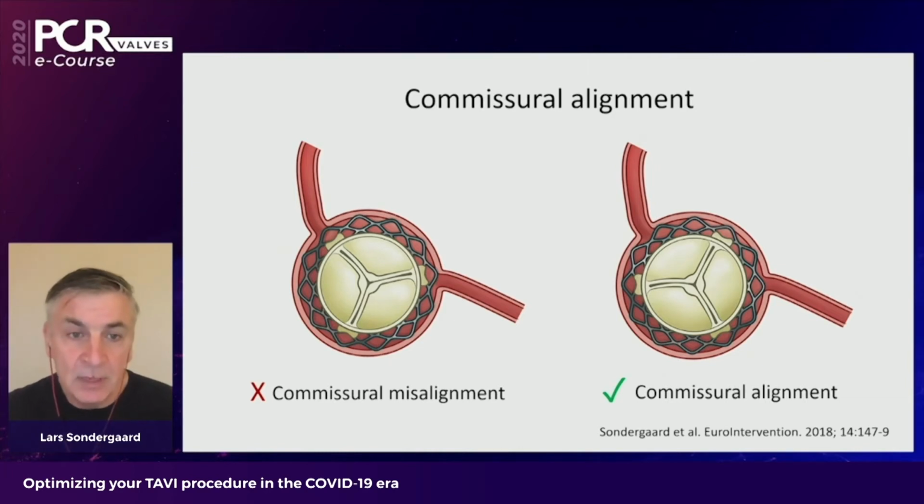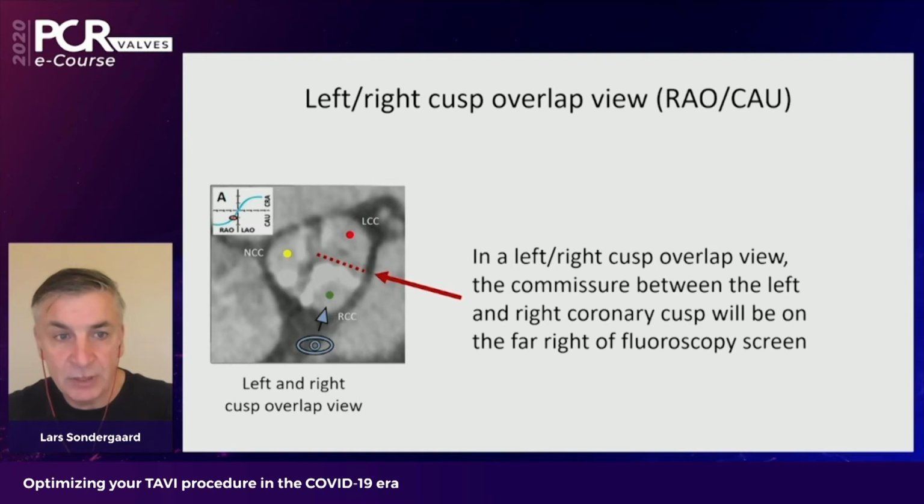So we don't need the situation on the left side where the posts are placed in front of the coronary arteries. We want, as on the right side, to have commissural alignment, exactly as the surgeons are doing. That's going to make it easier to access the coronary arteries in the future. How can we do that?